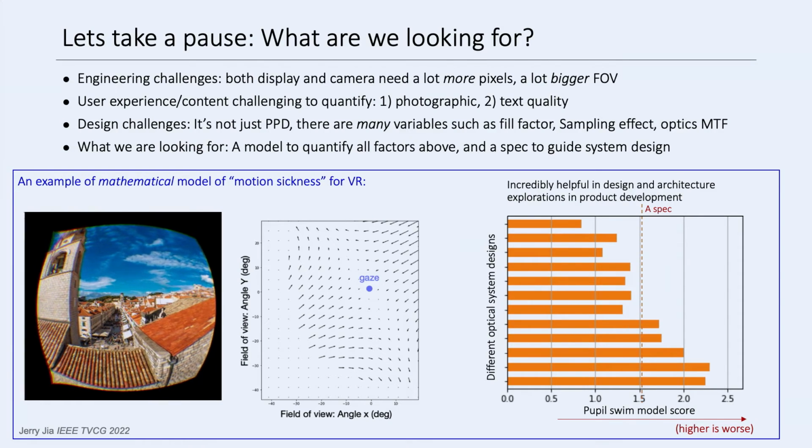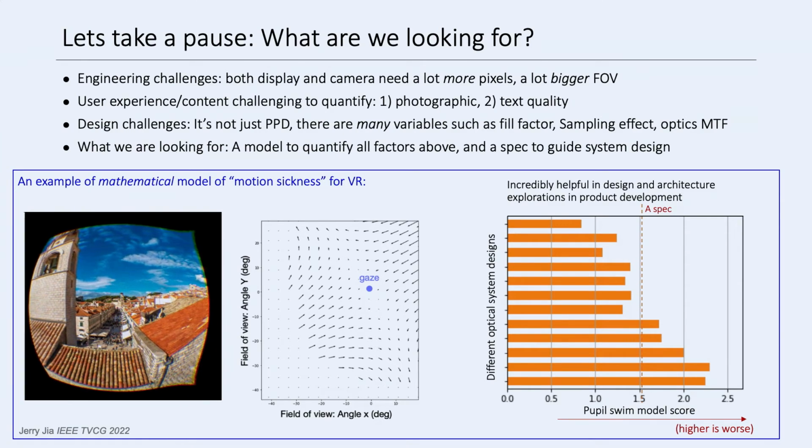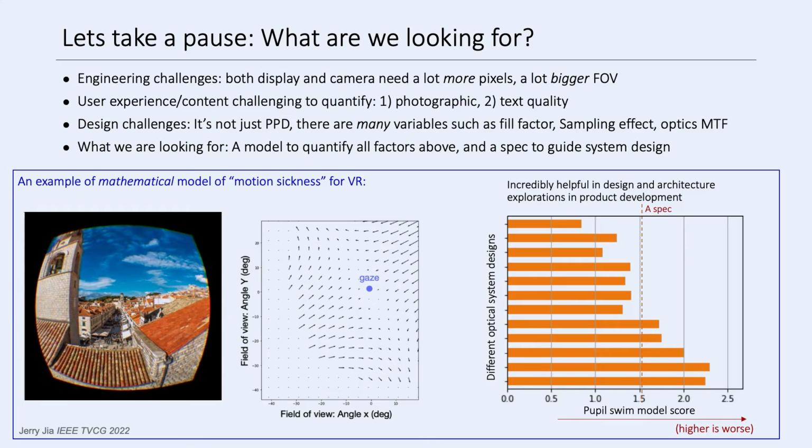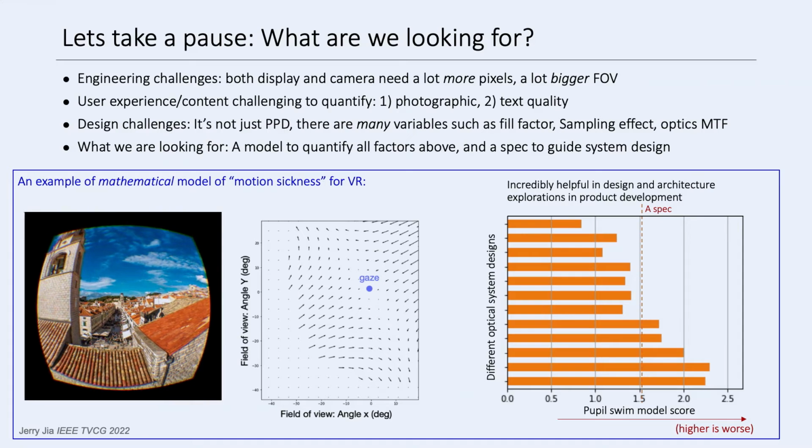system design. I'd like to use this example of how we mathematically model motion sickness and why we do that. During the past decades of motion sickness research, there are not many equations that I can use to design my products. So we just invented our own. In this one, optical flow is the way that we mathematically describe pupil swim or motion sickness, but that's 4-dimensional data. How do you score that? We have a way to score that. Take a look at our paper.